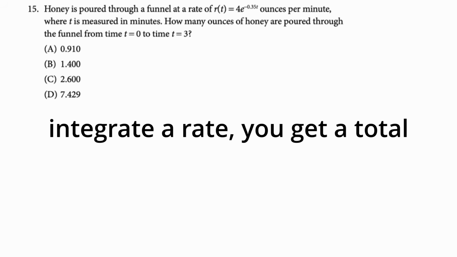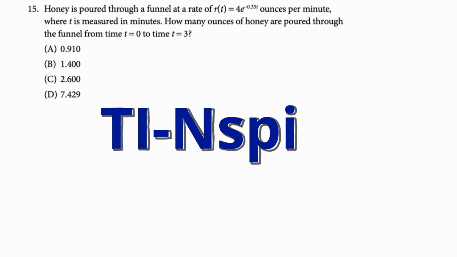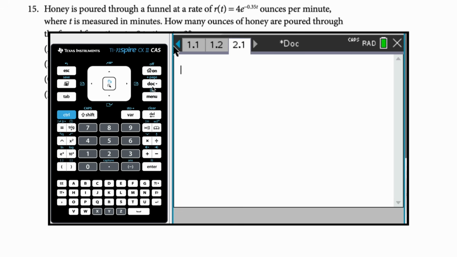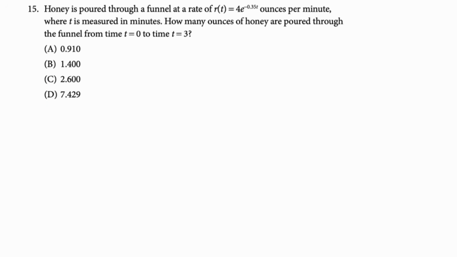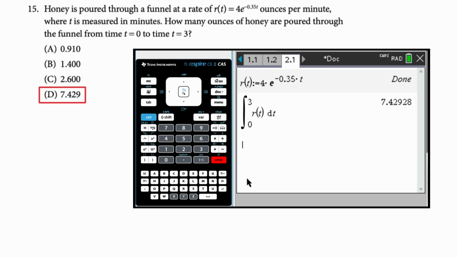So we're given a rate. If you integrate a rate of change, you get the total change. So that's what we're looking for here. I'm going to switch to the calculator and just do the integral from 0 to 3 of R of t. I'll be back in a second to box an answer. And we can see from that we get D as our answer.